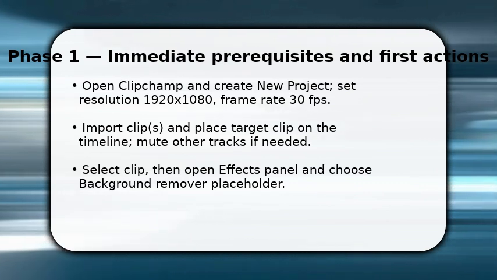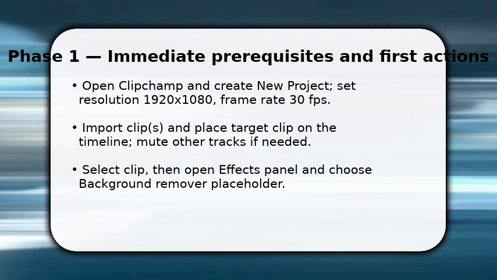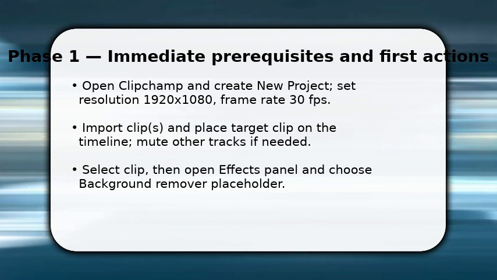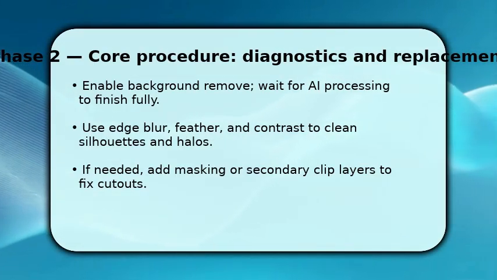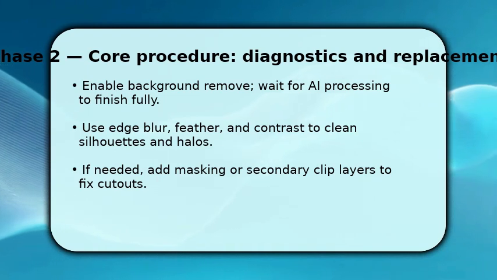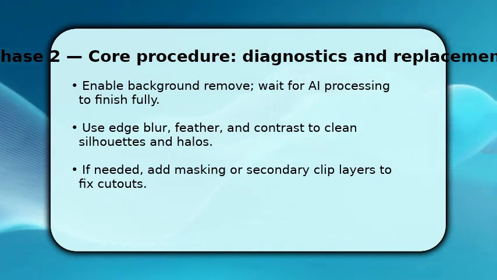Next, select that clip and open the Effects or Filters area. This is where you'll apply the background removal tool. Once done, position the playhead where the subject is best framed so the algorithm has a clear reference point. Once the background remove effect runs, you'll see the subject isolated. Let the AI finish processing before tweaking.